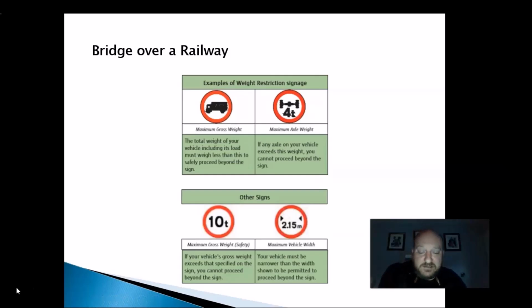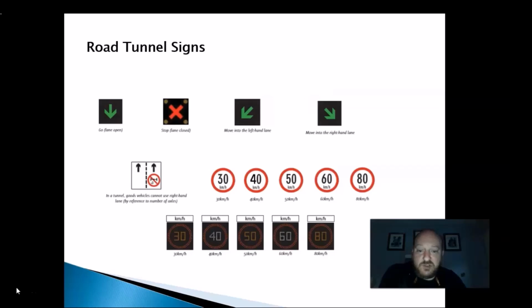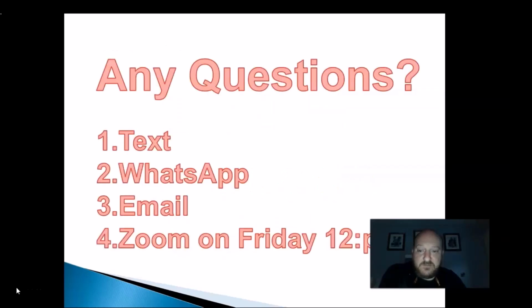Example weight restrictions. There you have your 4 ton per axle, and below 10 tons, and there's a width restriction. Road tunnel signs, I think you're probably familiar with.